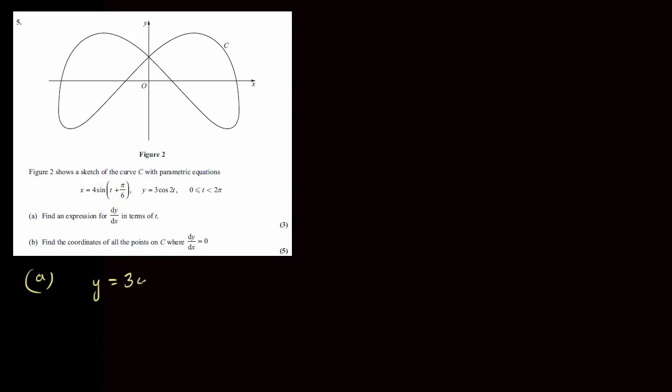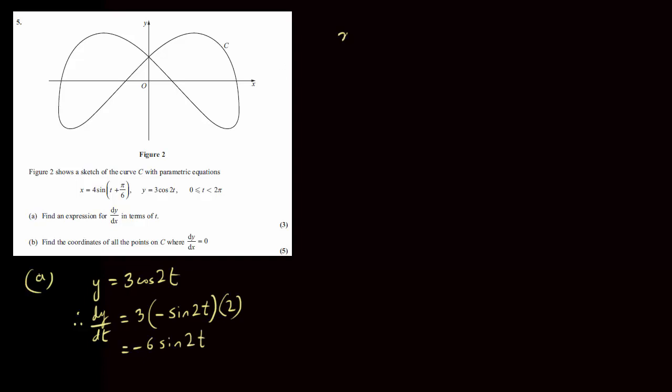So y equals 3 cos 2t. Therefore, dy by dt is going to be 3, derivative of cos is minus sine theta, into chain rule is 2. So this would be minus 6 sine 2t.